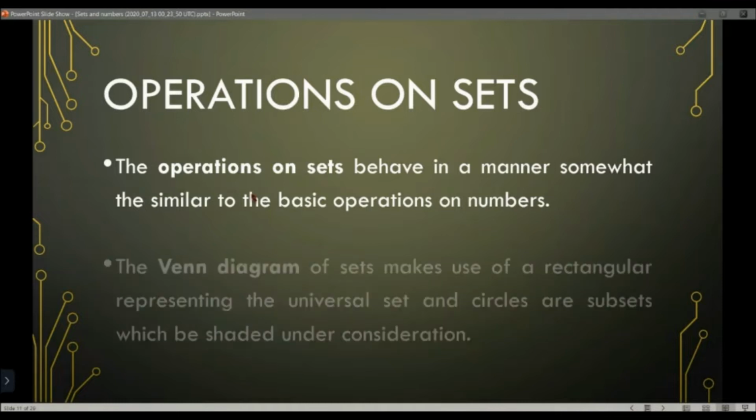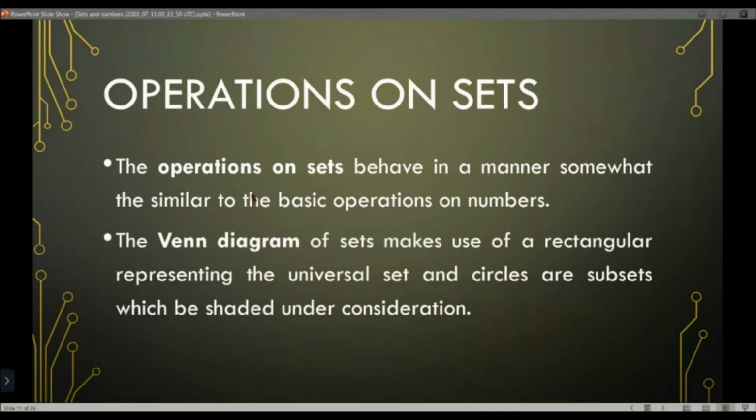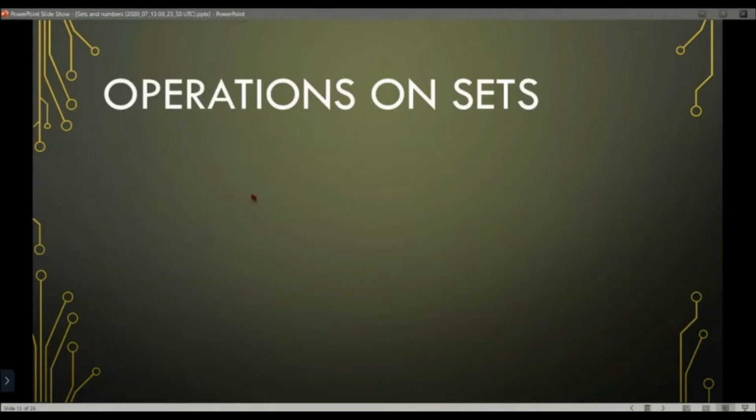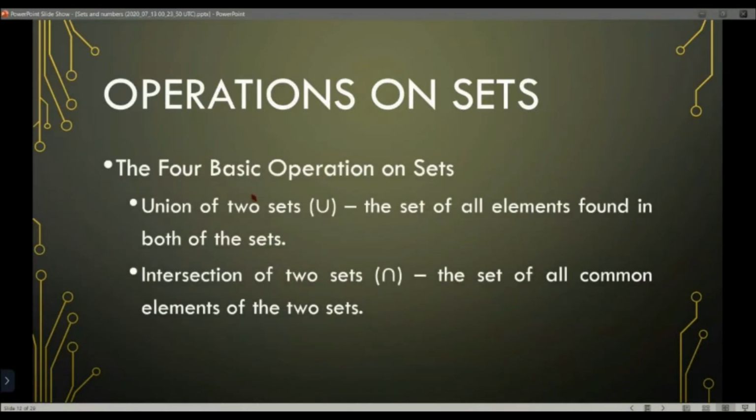Okay, now let's define first the Venn diagram. The Venn diagram of sets makes use of a rectangle representing the universal set, and the circles are subsets which will be shaded under consideration, depending on which operation we are trying to illustrate. So I'll be illustrating each operation using the Venn diagram. There were four basic operations on sets. Let's start with the union of two sets.